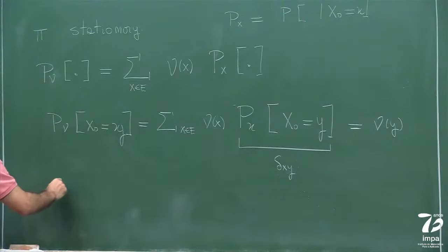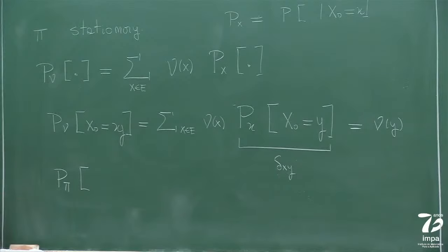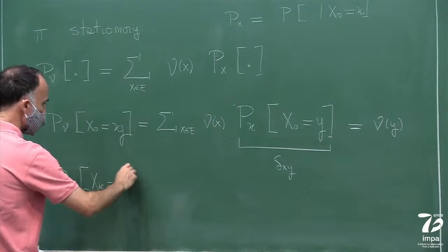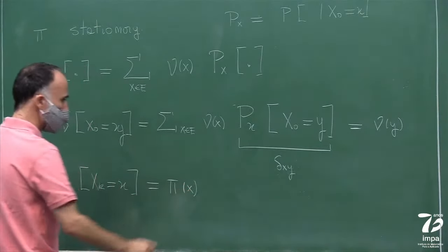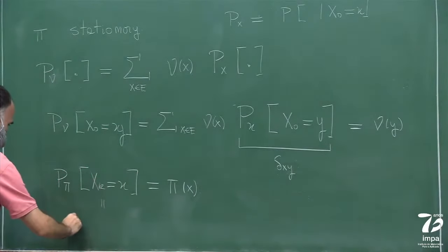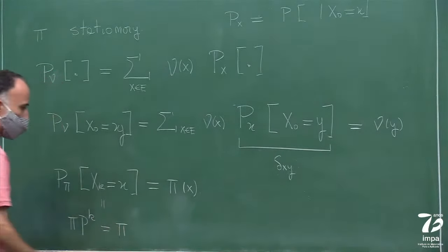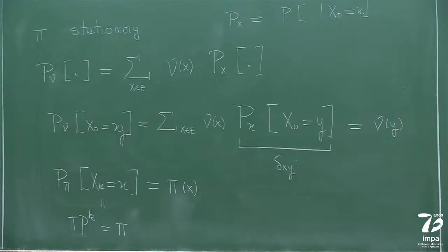Now, what I claim is that if pi is stationary, then under P_pi, well, we know already that at time 0, the distribution is pi, but what we have is that at time k, it's also pi of x. Right? Because we have seen that this distribution here, it's pi p^k. And since pi is stationary, pi p is equal to pi, which means that pi p^k is equal to pi. And this is why it's called stationary. If you start at time 0 from this distribution pi, you let the process evolve, and what you observe at any time, it's this distribution pi. Okay, questions?